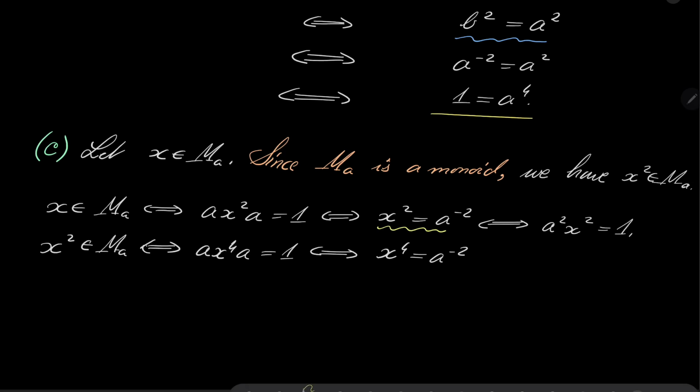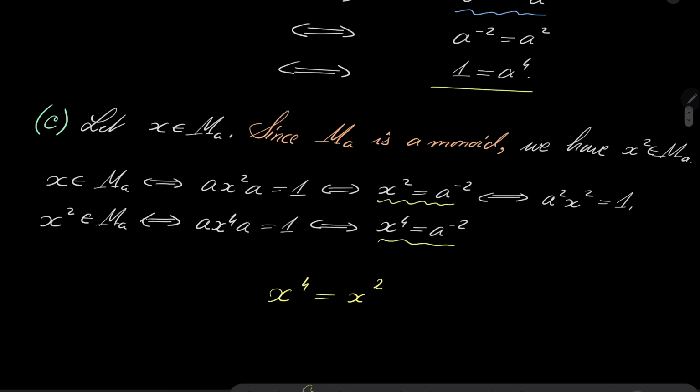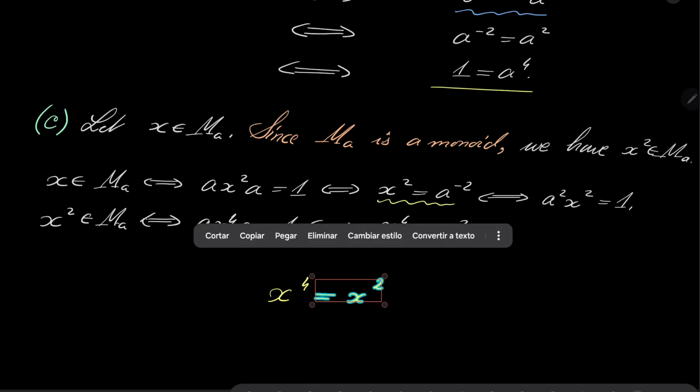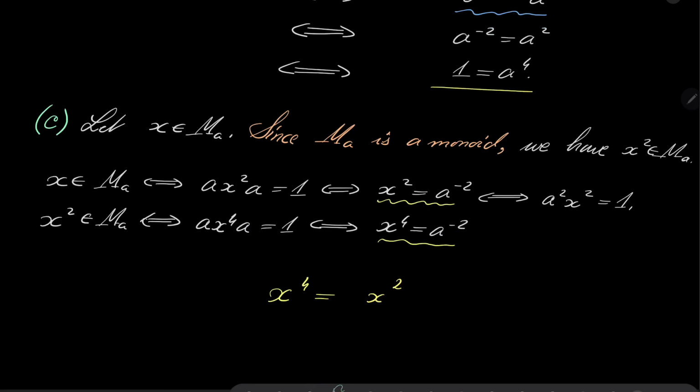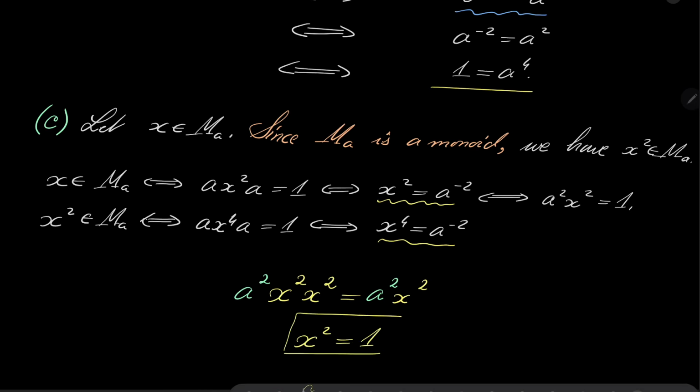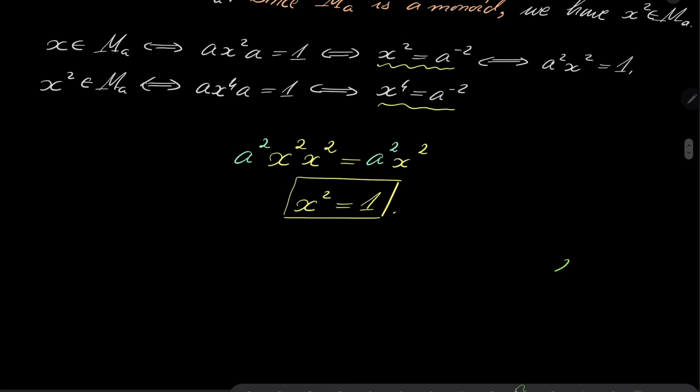Alright, now let's compare these two lines. x squared, we see, equals x to the fourth power. x to the fourth power equals x squared. And I will take this very line and I will multiply by A squared on both sides. And also, I will write x to the fourth power as x squared times x squared. And now notice that A squared x squared is 1. So we have just x squared equals 1, which is exactly what we wanted to demonstrate. And this closes our entire proof.